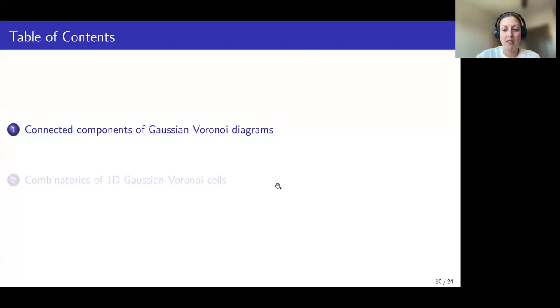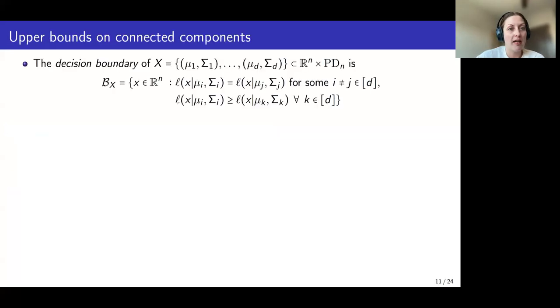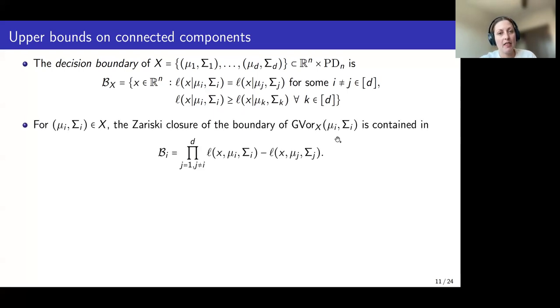Okay. So the first thing that we're going to define is something called the decision boundary. So this is essentially the set of points that are equally and maximally likely to belong to a given Gaussian. Okay? And we can explicitly write this out as: essentially what you need is these likelihoods to be equal for two different Gaussians, and then to also be maximal among the others.